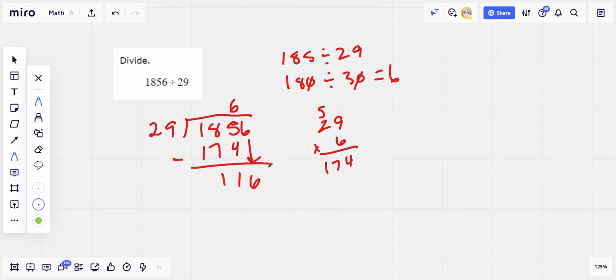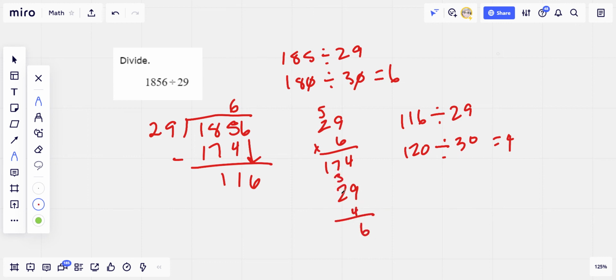Okay. So our next question is, how many 29s are there in 116? And again, we can change the numbers here. So let's round this up to 120. Let's round this up to 30, see what we get. That would be 4. All right, that's a good guess. Let's check it by multiplying 29 times 4. 4 times 9 is 36. 4 times 2 is 8, 9, 10, 11. Yeah, perfect. So the 4 goes up here.